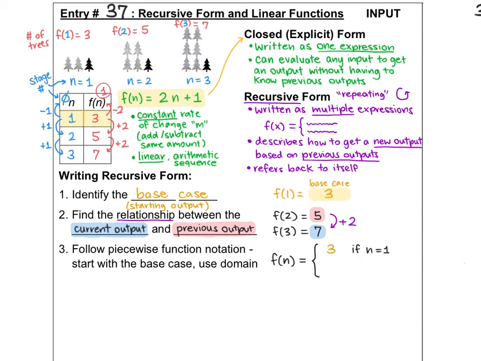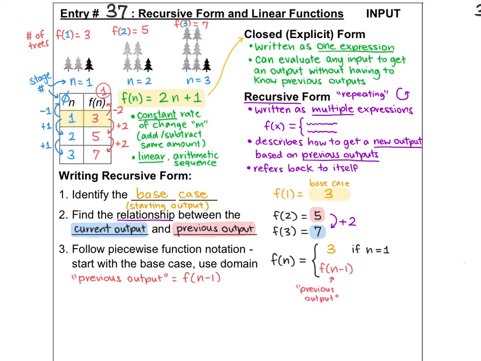And then for the second line of our curly bracket, we'll want to write the rule that we found to get from one output to another. The key phrase to mean previous output is f parentheses n minus 1, because that means that if you subtracted 1 from your input value, which means you're going backwards to your previous input value, that would be the code to go back to your previous output.